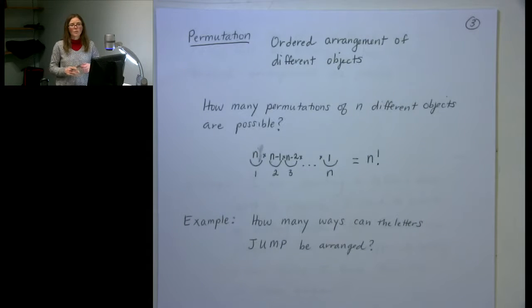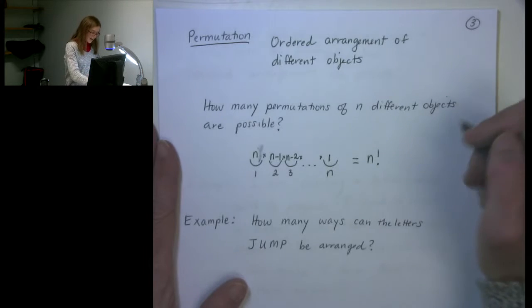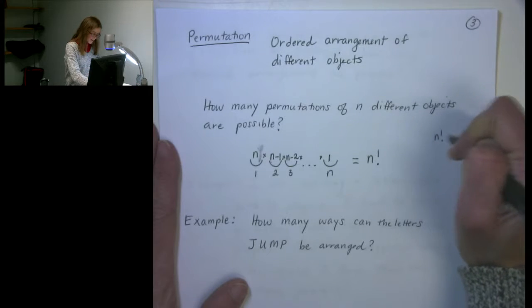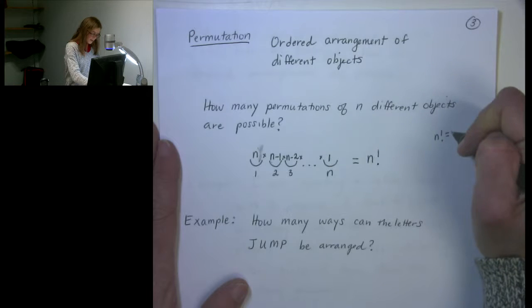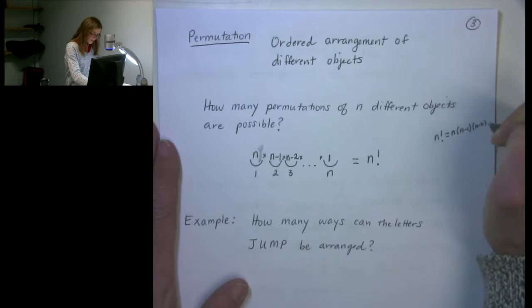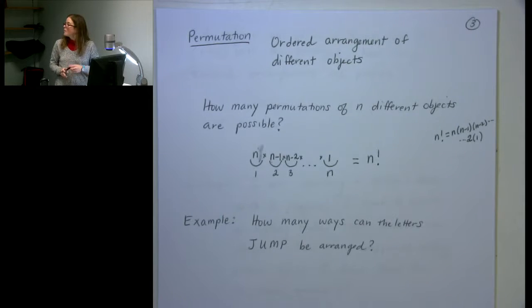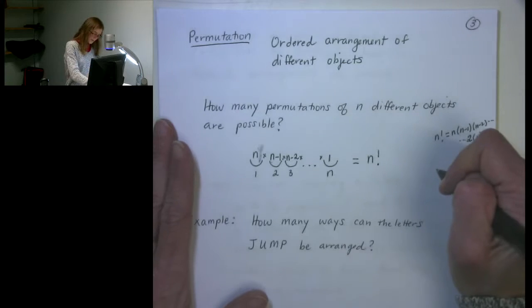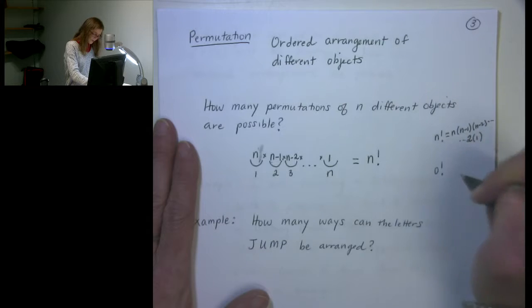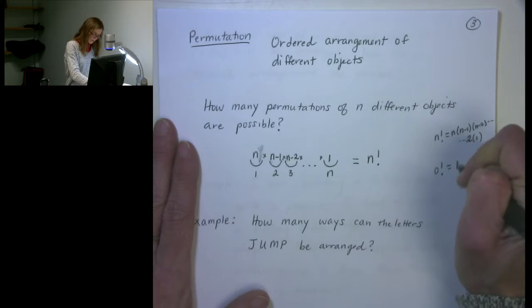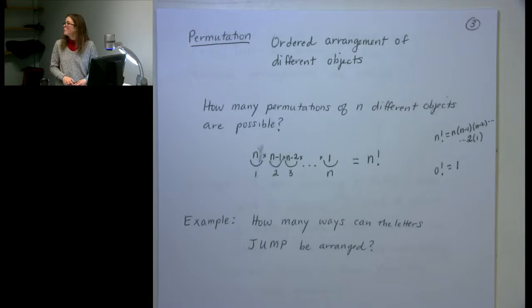And just to refresh people's memory, if you haven't worked with factorials in a while, n factorial is defined to mean n times n minus 1 times n minus 2 and so on until I get down to multiplying by 2 and by 1. So just keep multiplying. And the other thing I want to remind people is that 0 factorial is defined to be equal to 1. Sometimes people forget that.